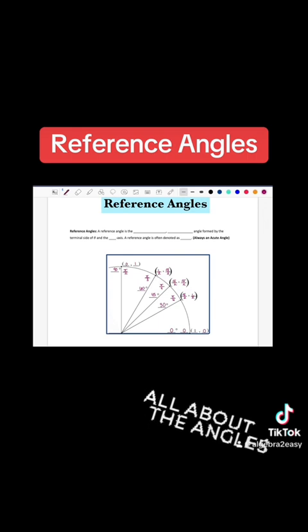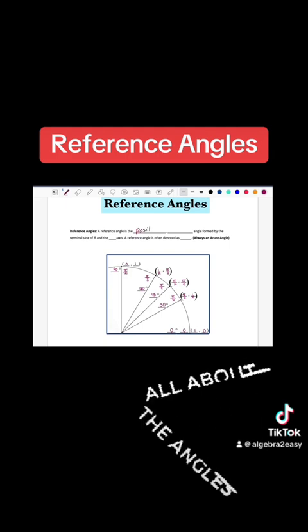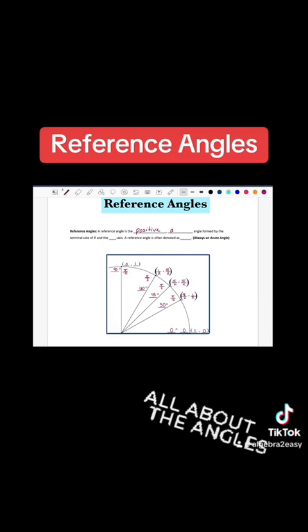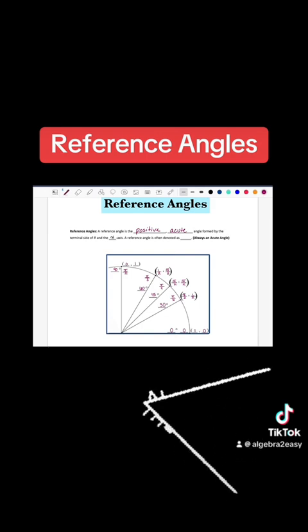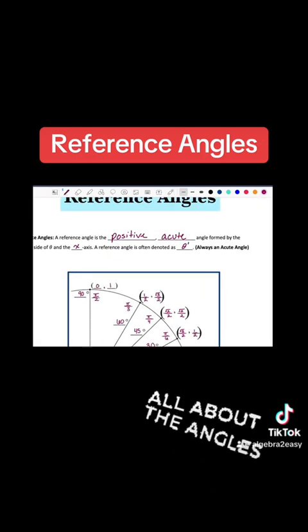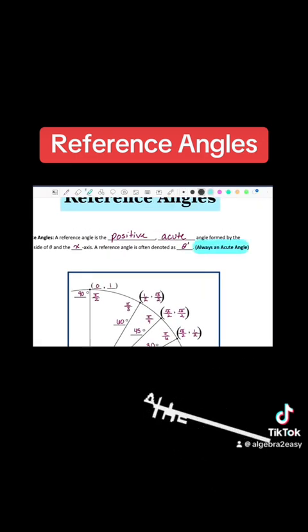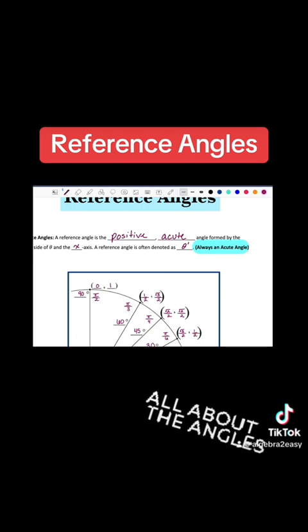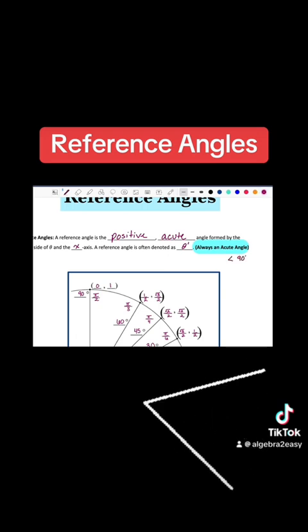We're going to wrap up our week here with Algebra 2 Easy talking about reference angles. Now, a reference angle is the positive acute angle formed by the terminal side of theta and the x-axis. A reference angle is often denoted as theta prime. Now, acute, always an acute angle. That means it is going to be less than 90 degrees.